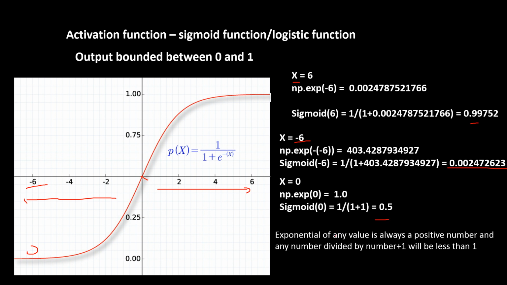Exponential of any value is always a positive number. So why do we get between 0 and 1? Because the exponential of any value is always a positive number, and any number divided by the number plus 1 will be less than 1.